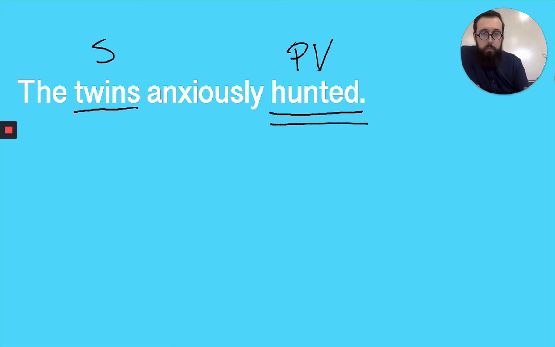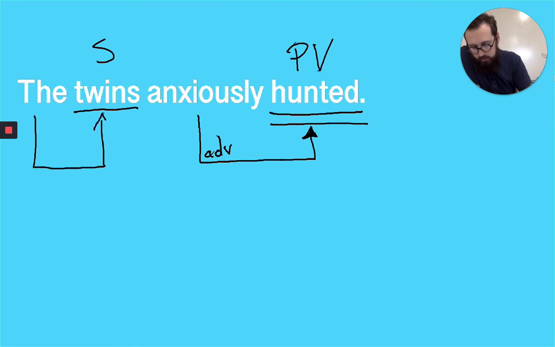Now I can go through and do my modifiers now that I have all my principal elements. Start at the end of my sentence. Anxiously tells me how they hunted. So it is an adverb. The tells me which twins. So that is an adjective because it's modifying a noun. Now my sentence is analyzed. Let's go ahead and diagram that.